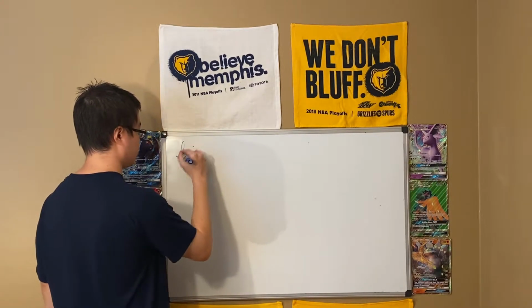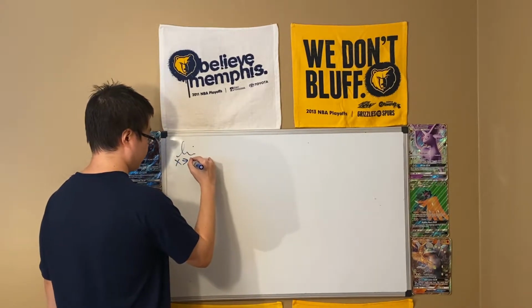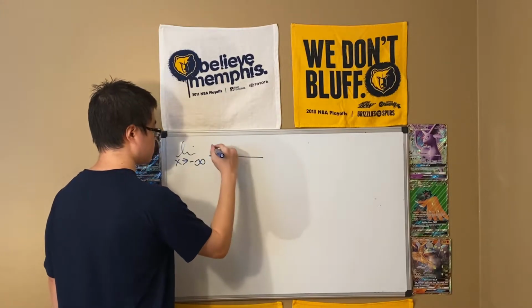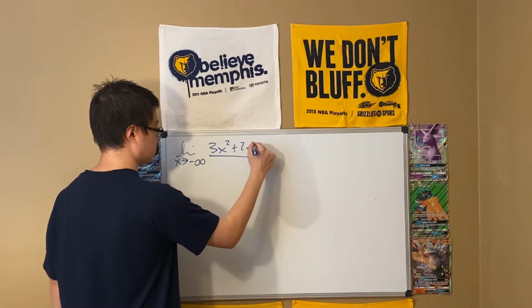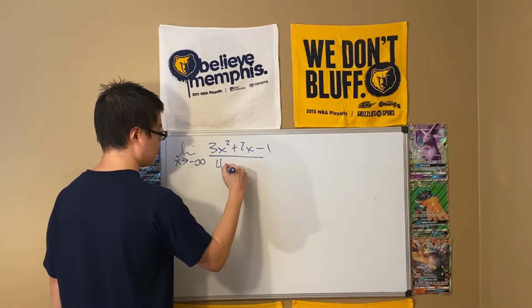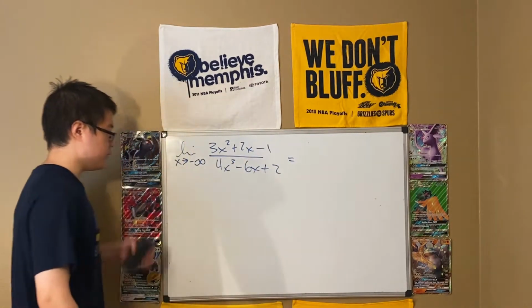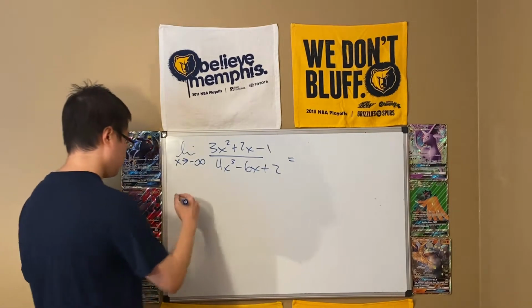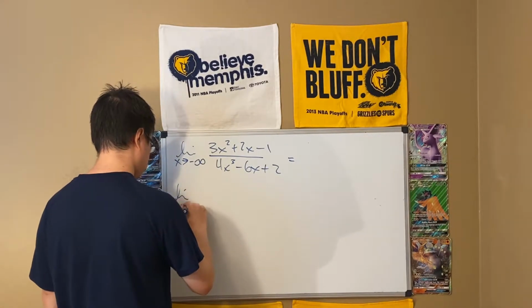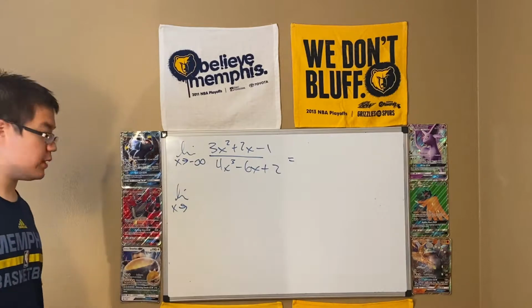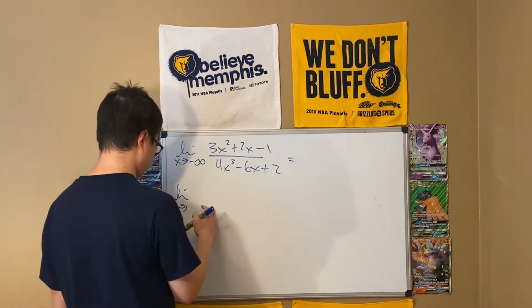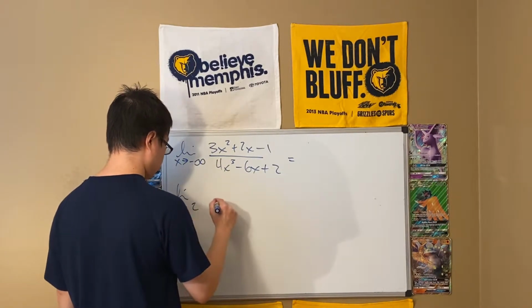So the limit as x goes to negative infinity of 3x squared plus 2x plus 1 over 4x cubed minus 6x plus 2. So this is my first one. Be sure to check that one out. Then I'm going to write another one, because we might as well bombard ourselves with limits.